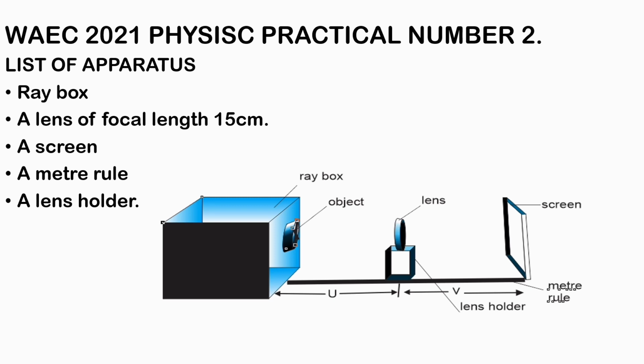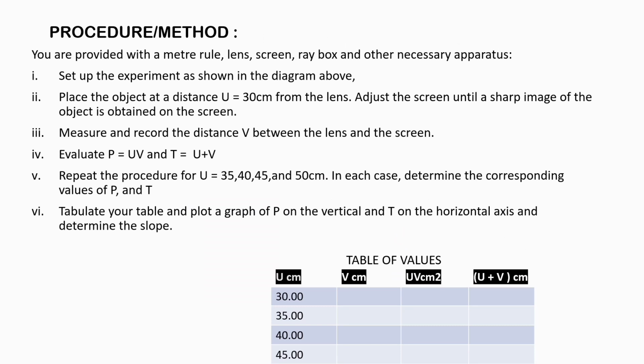Welcome to VINDAL'S concept, WAEC 2021 physics practical for number 2, called optics. List of apparatus: ray box, a lens of focal length 15, a screen, a meter rule, and a lens holder. You set the system as you are seeing on the screen.